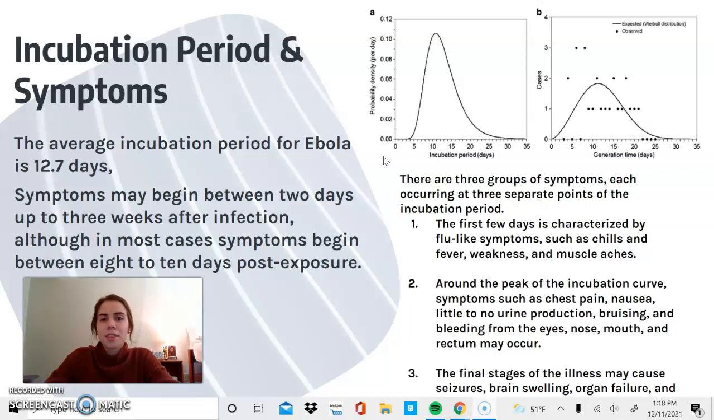Around the second third of the incubation period is when more severe symptoms begin to manifest, such as nausea, chest pains, little to no urine production, bruising, and bleeding from the eyes, nose, mouth, and rectum. That's kind of that key characteristic of Ebola, showing that external bleeding is with these portals of entry in any orifice of the body. In the final stage of illness, it may occur with pretty severe symptoms such as seizures, brain swelling, organ failure, and eventually death.